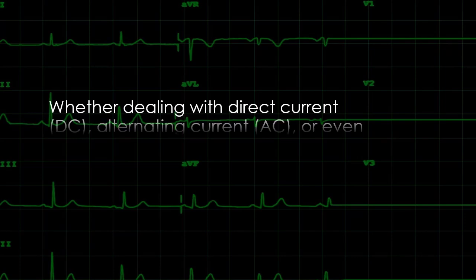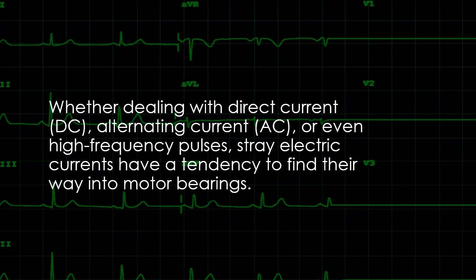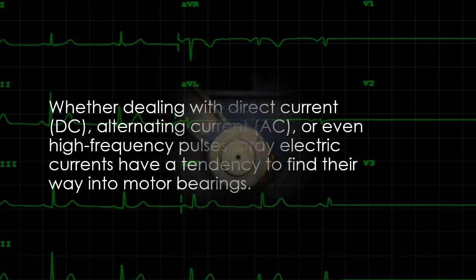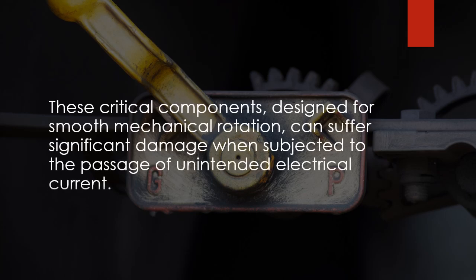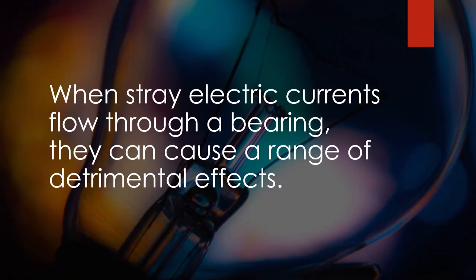Whether dealing with direct current, DC, alternating current, AC, or even high-frequency pulses, stray electric currents have a tendency to find their way into motor bearings. These critical components, designed for smooth mechanical rotation, can suffer significant damage when subjected to the passage of unintended electrical current. When stray electric currents flow through a bearing, they can cause a range of detrimental effects.